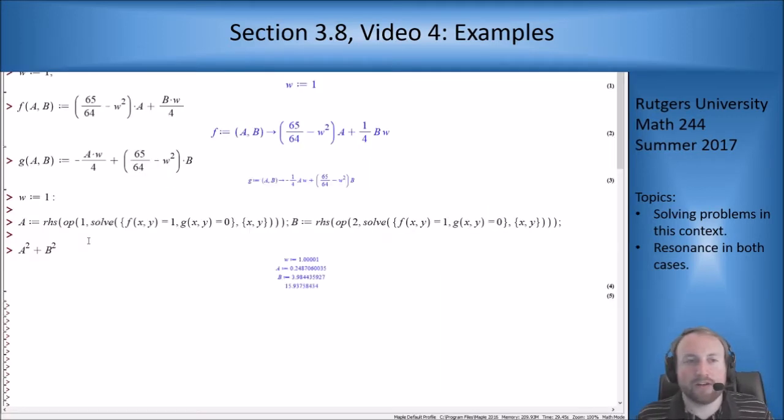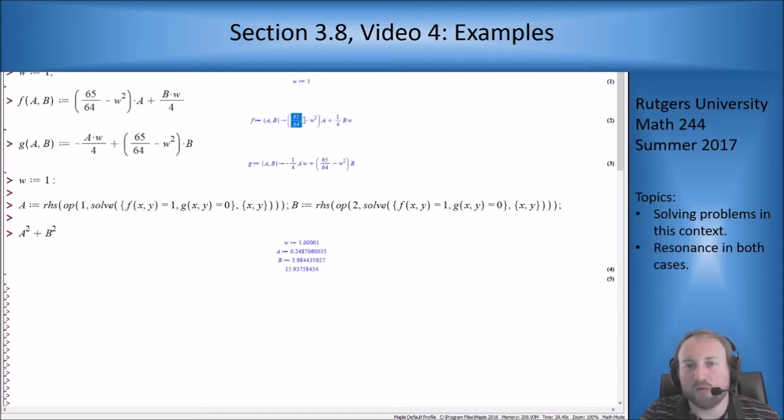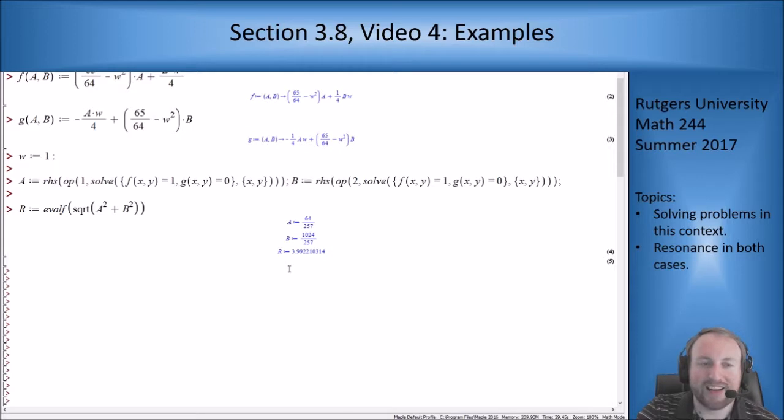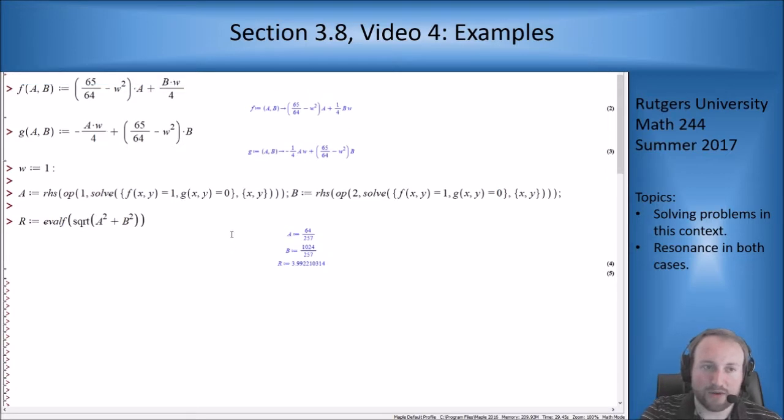What I've done here is write code that does this for any omega you put in. I solved the equations for omega in general, but if I put omega to be 1, this here is 1/64 a plus 1/4 b, and this is my 1/4 a plus 1/64 b. So it's the same two equations, and I'm just going to have Maple solve them. What Maple gives me is that my R is about 4. That tells me I applied a force of 1 to the system and got an amplitude of 4 out of my answer, which means this system is in fact resonant with omega equals 1.